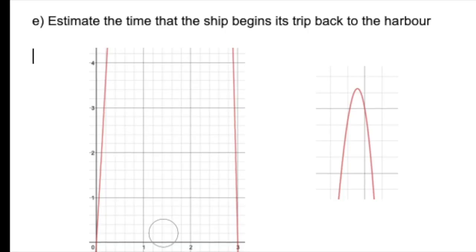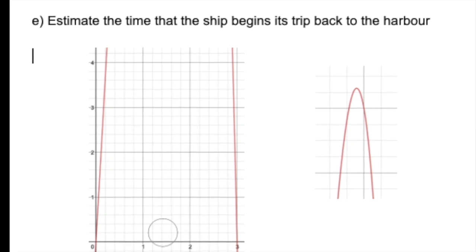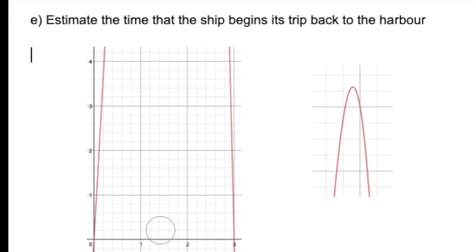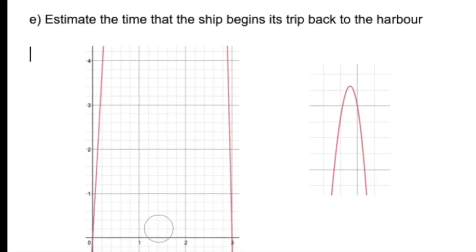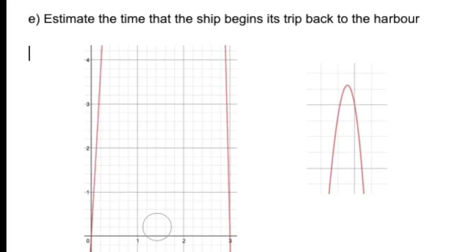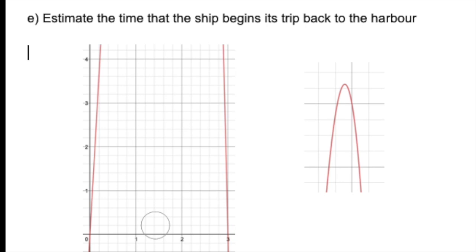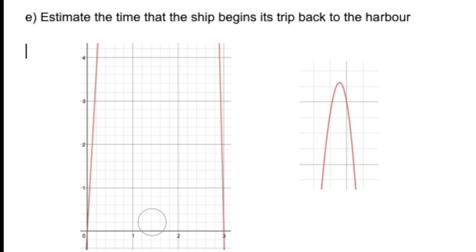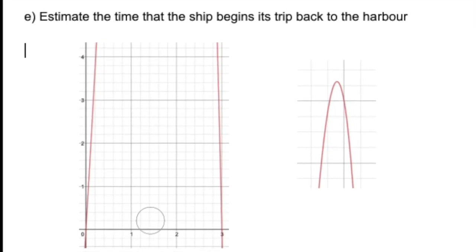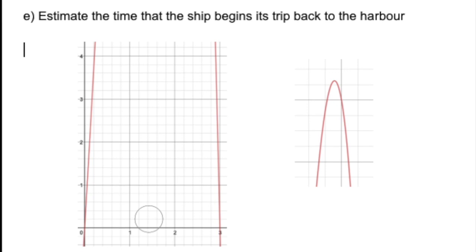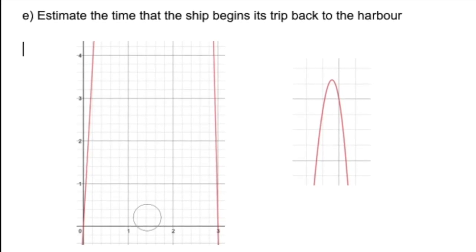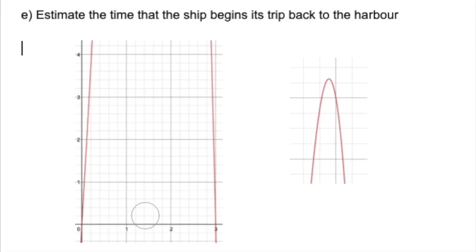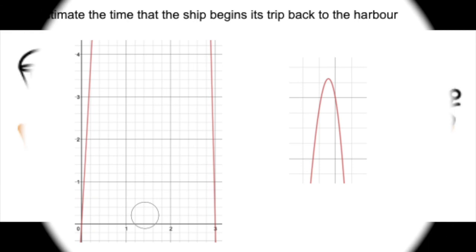And now for question E, we are going to be asked to estimate the time that the ship begins its return trip back to the harbor. So this is an estimation, so we can do that by just looking at our visual graph. We can look between 0 and 3, right where the middle curve is, right where it makes the turn back from 0 up and down to 3, where that point is. So looking at my scale of 0 to 3, I'm going to guess approximately it's going to make the turn at 1.5 or 1.8. Something around then is when I believe it's going to make its turn back to the harbor.